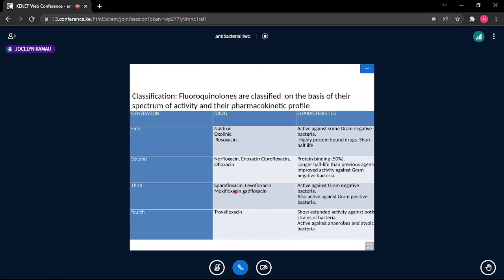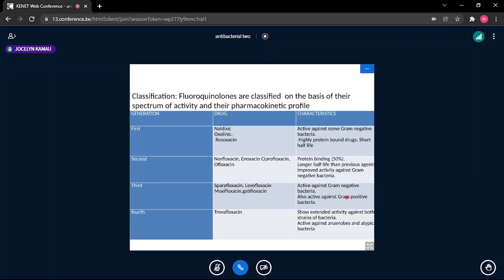Then we have the third generation: sparfloxacin, levofloxacin, moxifloxacin, gatifloxacin. These are active against, again, gram-negative bacteria, but now you can see we have introduced activity also against gram-positive. Of interest is that most of the other antibacterial agents start with good gram-positive activity, and we try to introduce gram-negative. But for the quinolones, they start with gram-negative, and we are trying to introduce gram-positive bacteria.